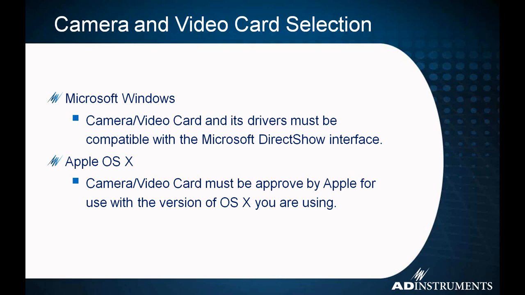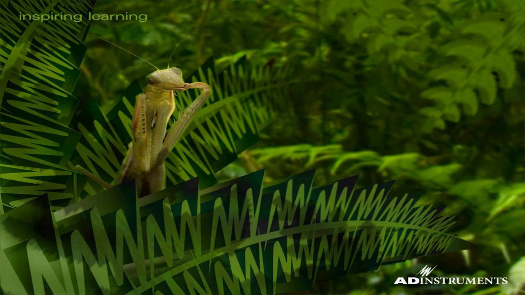Regarding the capture module, the video capture module's counterpart in our Mac software, the video camera must be approved by Apple for use with the version of OS X you're using. That's the basic thing. They don't have any sort of standard like Microsoft does. It's just if it's approved by Apple, it should work with the capture module. Same warnings apply. Make sure it's a good, reputable company that's making the camera, and you should be okay.